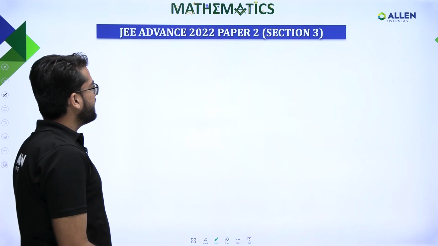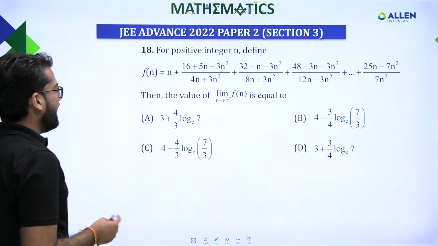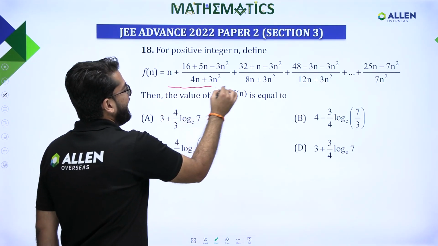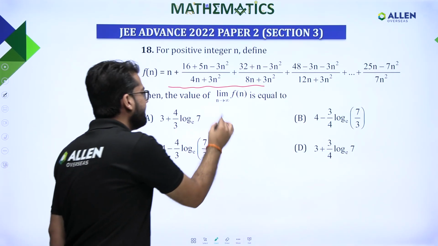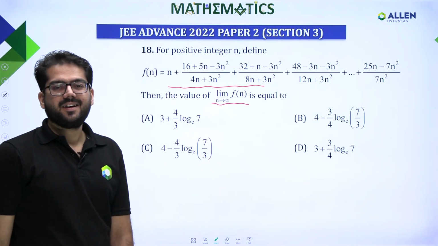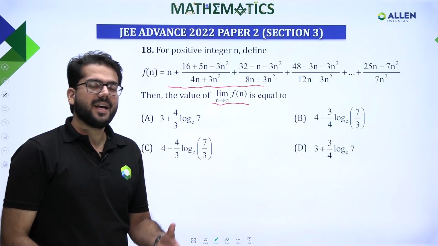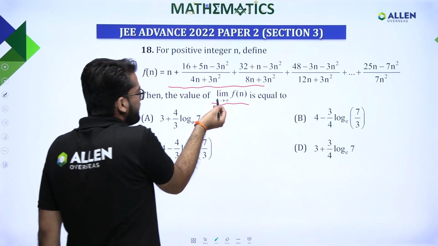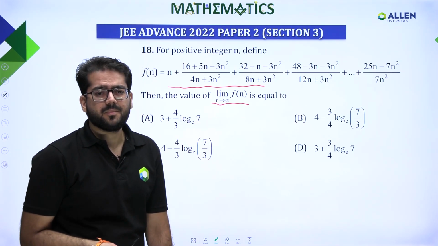Now come to the next one. In the next question we have, for positive integer n, define f of n, we have this one. Actually when I read this question further, we already did a lot of questions in p by q. Here we have the limit n tends to infinity of f of n, and this is a limit as a sum, right?